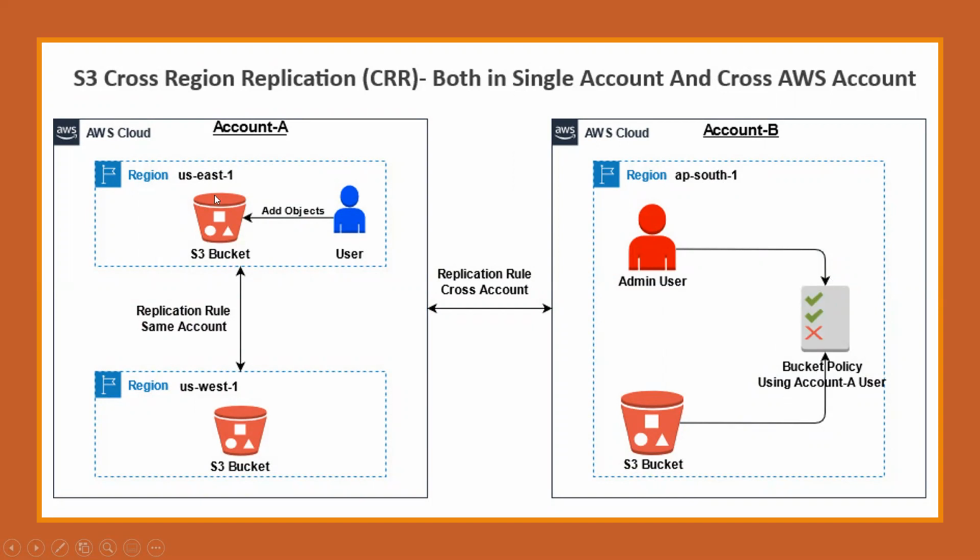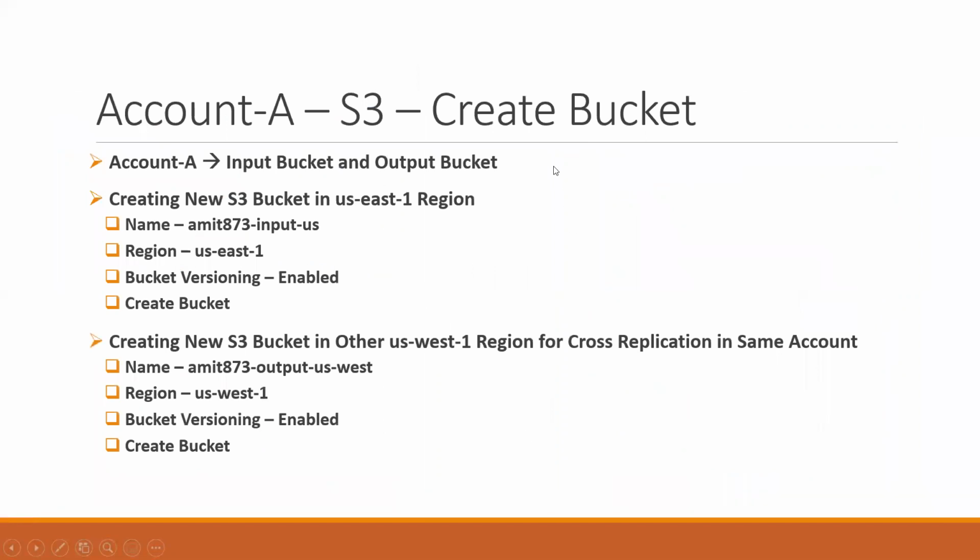After that, in the US East 1 region of account A, we will create the replication rule for the same account, and from here we will also create a replication rule for the other account. After creating the rules, we will add one object to this bucket. That object will be replicated to this bucket as well as this other bucket. We will see this in the POC. So let's start the POC.